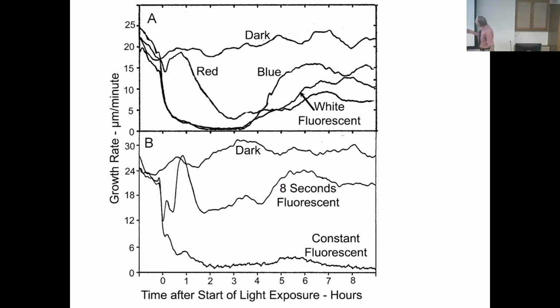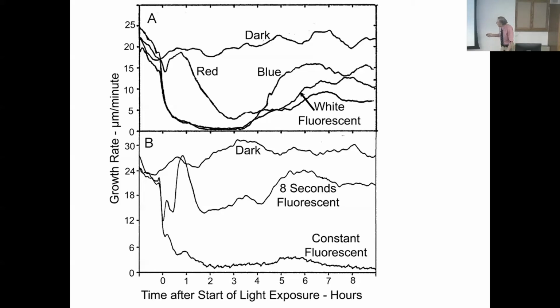Here's the result of exposing them to red light, blue light, or white fluorescent light. Here's where the light was turned on, and you get a drop in the growth rate within about a minute. A very precise, very rapid response. That occurs in white light or blue light. If you have red light, the response takes at least an hour to an hour and a half before it shows any effect.